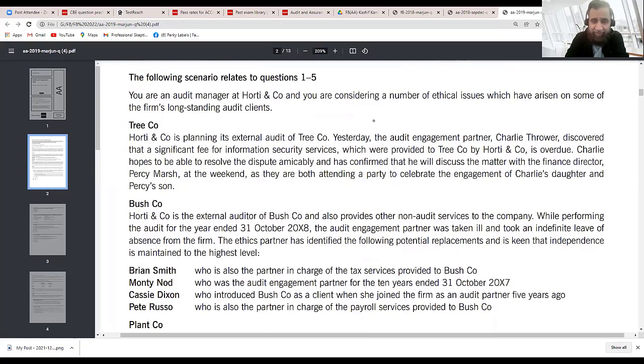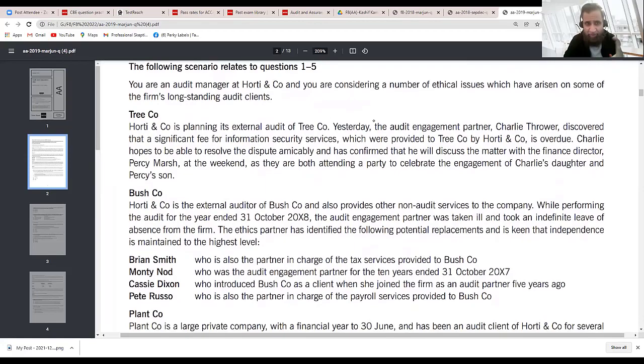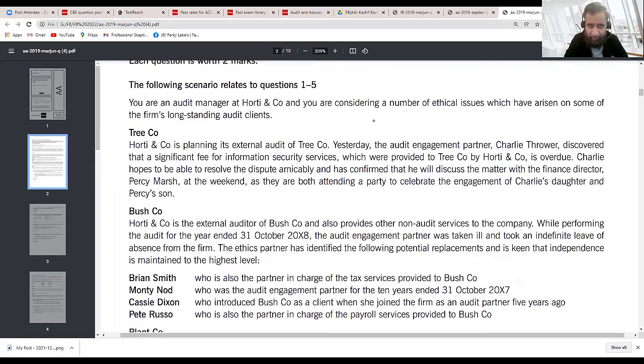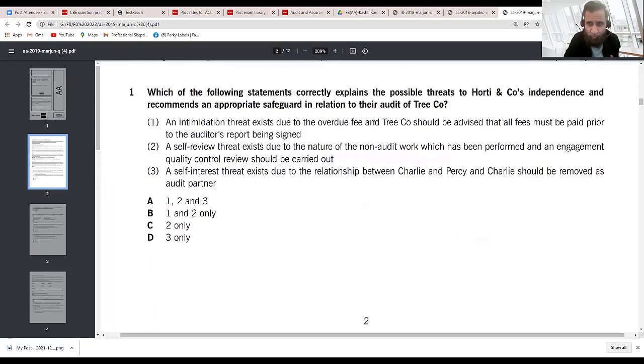Can you see there is a case study here on your screen? A case study telling us about a tree company, telling us about a bush company, and the case study goes on. And after the case study, can you see the five questions? Question number one asks which is the right answer, A, B, C, D. So you have a case study, you read it, and after the case study, you have five multiple choice questions, or OT questions, and you need to take in the right answer.